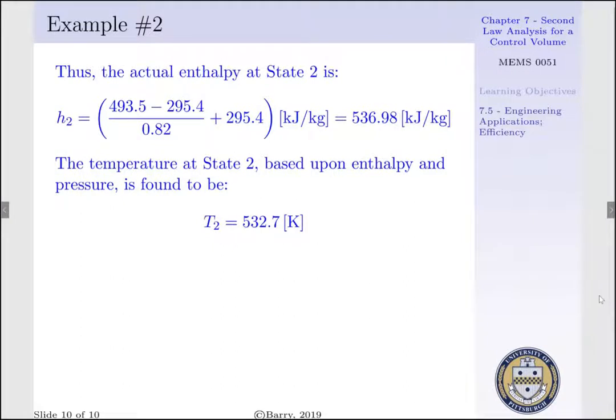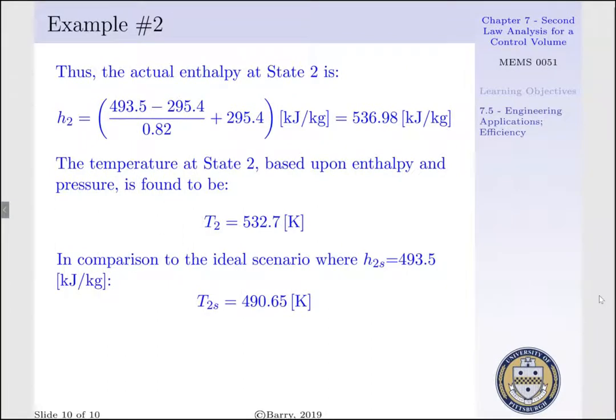The temperature at state 2 can be found based upon enthalpy, if we use our steam tables, or enthalpy and pressure if we use EES, and it is found to be 532.7 Kelvin. Now, in comparison to the ideal scenario where enthalpy at state 2s would be less than that at state 2, our temperature at state 2, considering an isentropic process, would be 490.65 Kelvin.